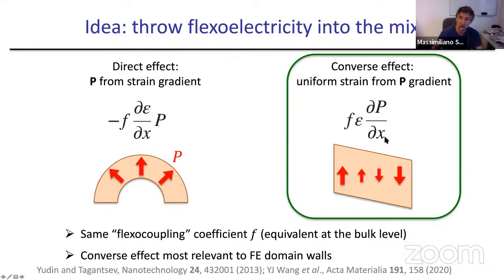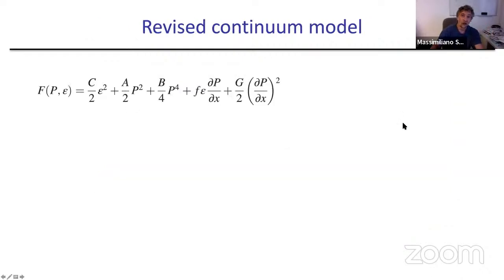And the reason is simple, because here the main order parameter is the polarization, and the strain only emerges as a slave, as a secondary effect of the gradients of the polarization, which is essentially what this coupling is doing. So how do we include the polarization? Well, we have this revised continuum model, which is exactly the same as before. I just added this converse flexoelectricity and the elastic term, which is, of course, the harmonic potential for the strain.